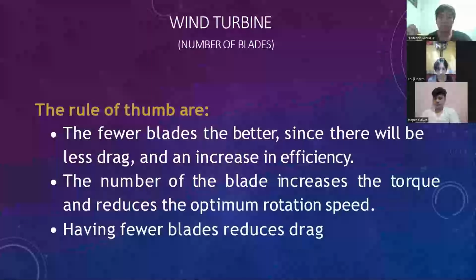The rule of thumb is the fewer blades, the better, since there will be less drag and an increase in efficiency. The number of blades increases the torque and reduces the optimum rotation speed. Having fewer blades reduces drag.